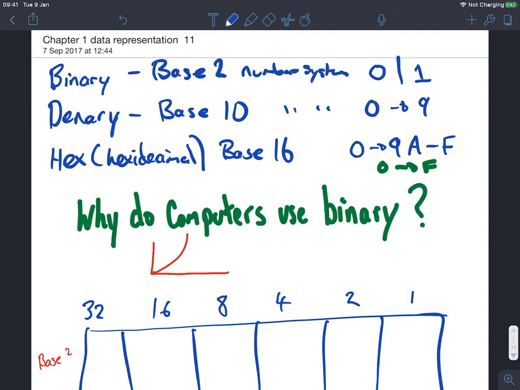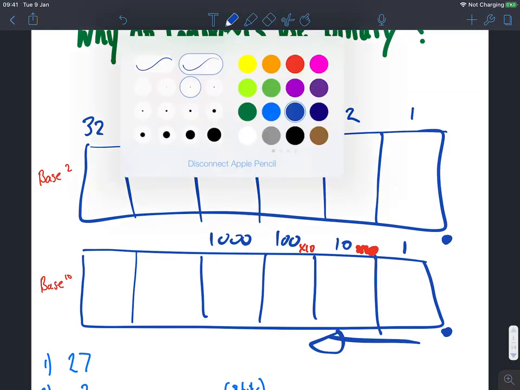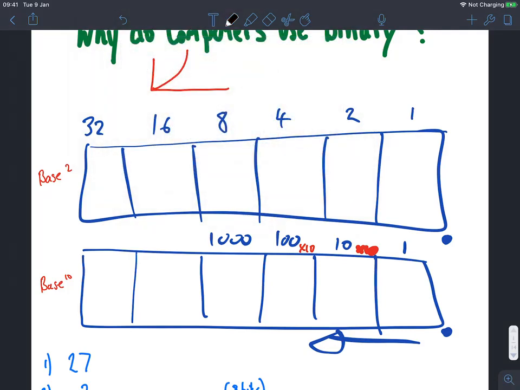So that is the main reason. If you see here, base 2 is often represented on a scale that reads from right to left, which can be counterintuitive. So for example, if I was to choose a number such as 27, how do I represent that number in our normal base 10 number system in binary?